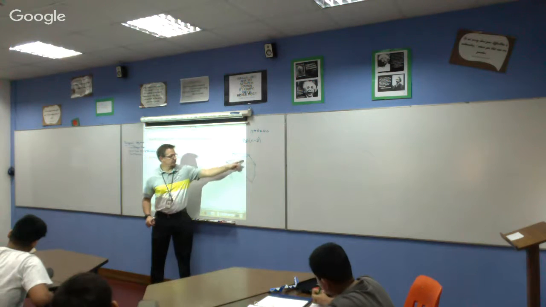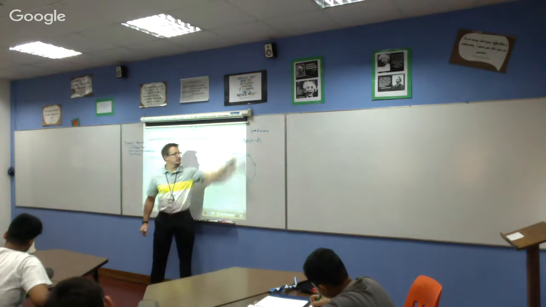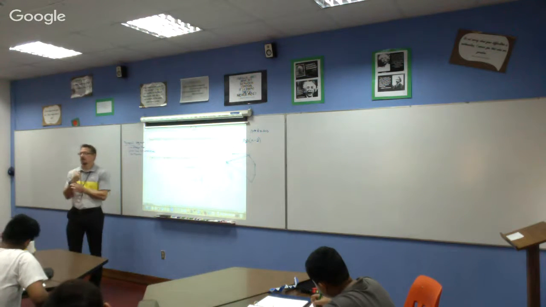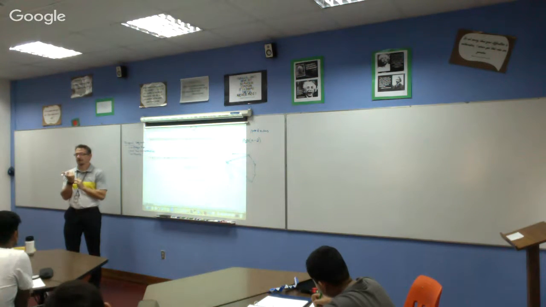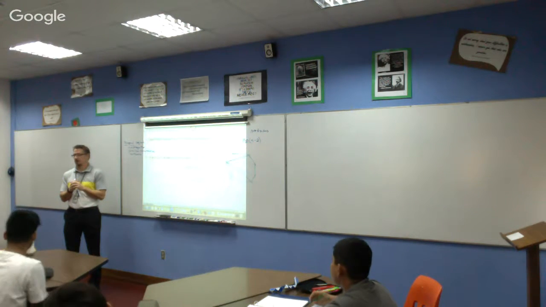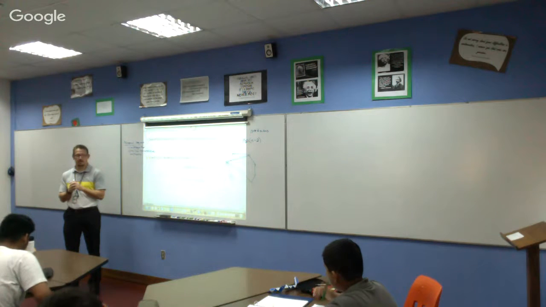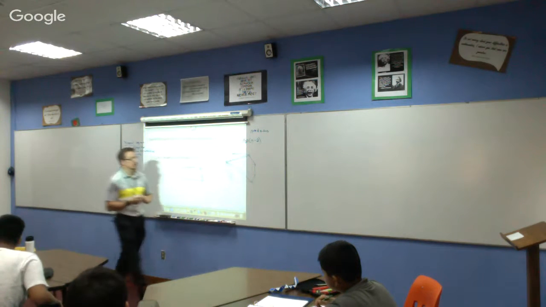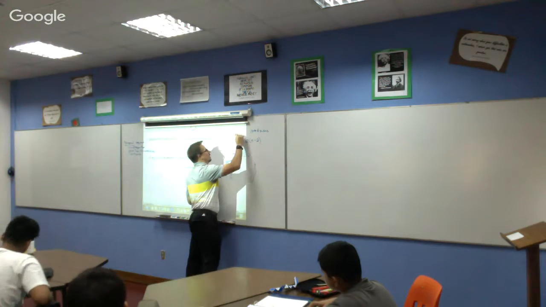Well, when I have 6 triangles, 6 times 180, what is 6 times 180? 1080. So do I need a diagram anymore to know what the sum of the interior angles is? No.